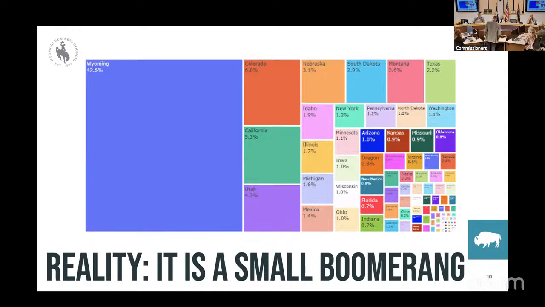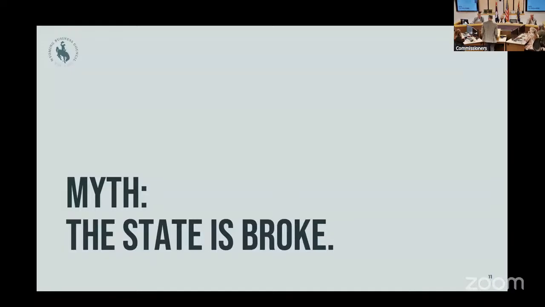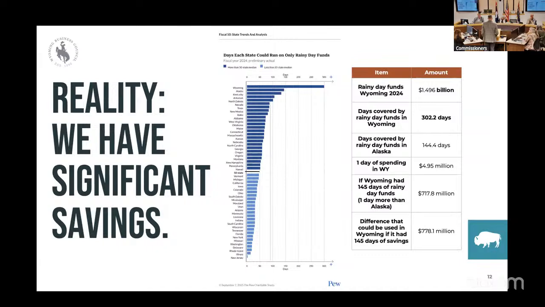So if we jump to the next slide, there's a sentiment out there that our state is broke. That, well, gosh, we'd love to fix all these problems, but we just don't have the money to do that. I could probably spend way more time than this meeting has allotted on that idea. But I want to jump to the next slide and talk a little bit about our rainy day fund. It is twice as big as any other state in the union, so we can run for twice as long as any other state in the union.